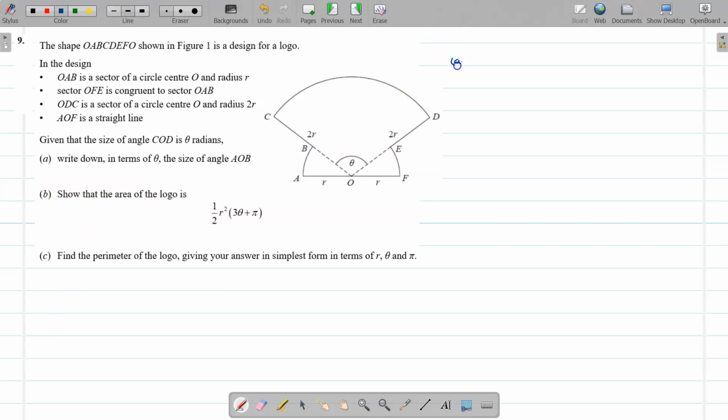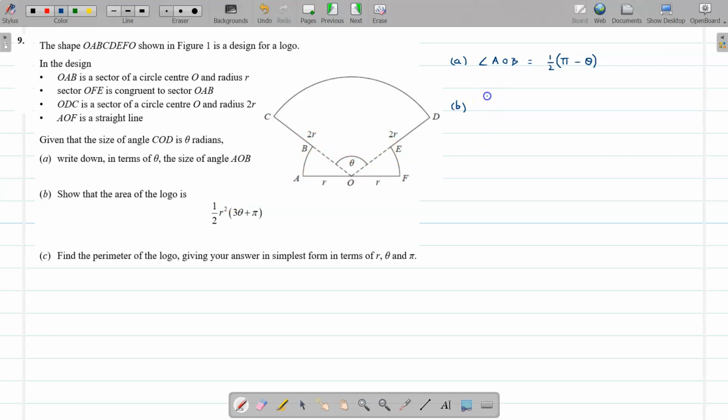So for part A, I've just got to write down that angle AOB is a half of pi minus theta, in brackets like that. Now for part B, I've got to find the area. Well, I haven't got to find it, they're telling me what it is, I've just got to show that it is. So I've just worked it through like this.